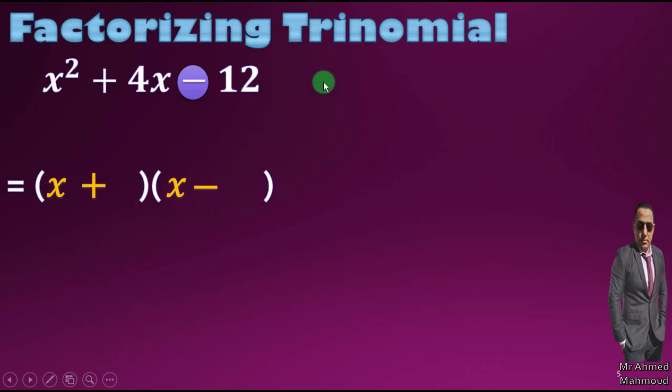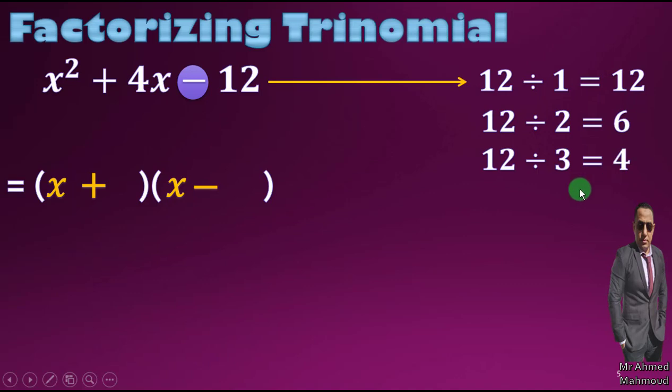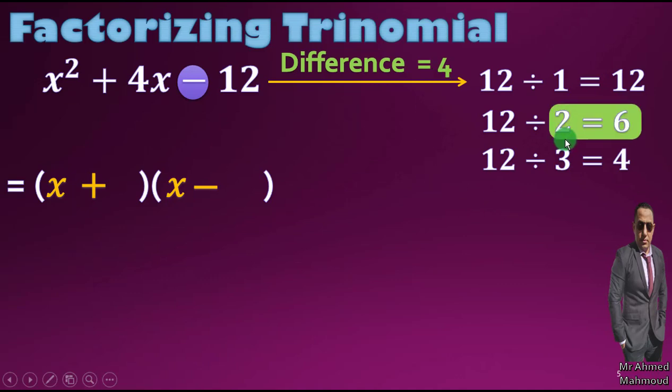Now I'm going to factorize 12. 12 divided by 1 is 12, divided by 2 is 6, divided by 3 is 4. I need two numbers whose difference is 4. Again, two numbers whose difference is 4. Here the factors are 1 and 12, 2 and 6, 3 and 4. Which two factors have a difference of 4? Yes, it's 2 and 6, because 6 minus 2 equals 4.